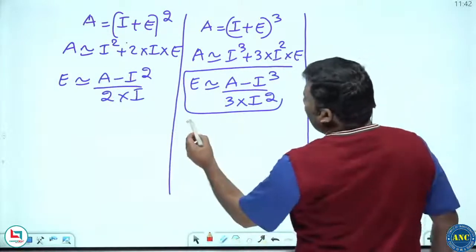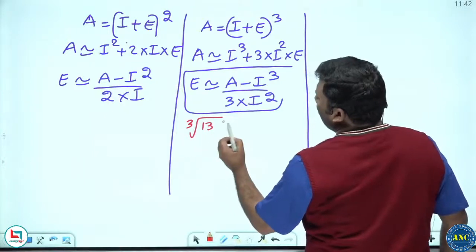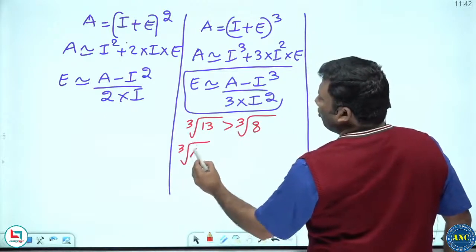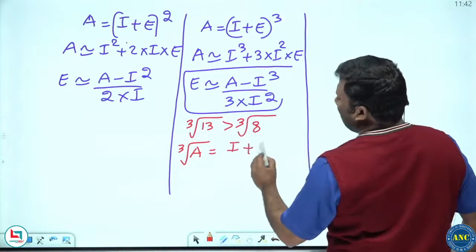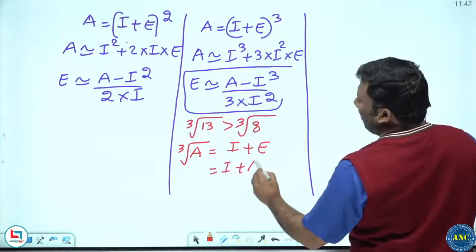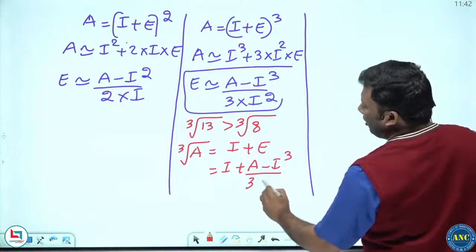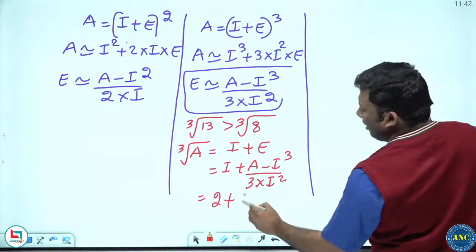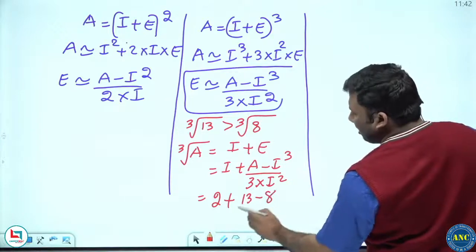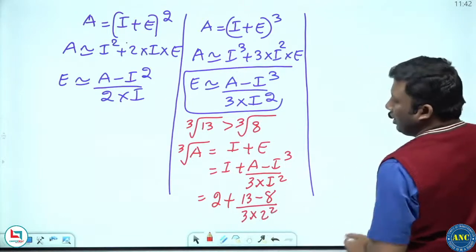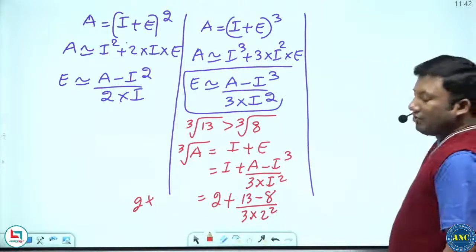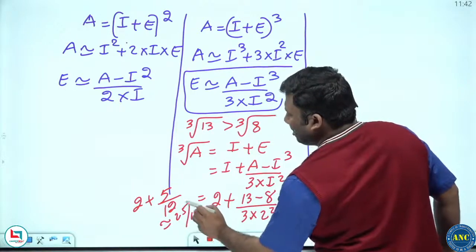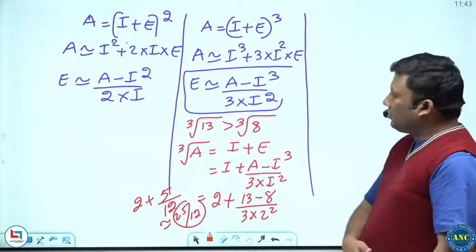Now, how do we find the cube root of 13? The cube root of 13 is greater than the cube root of 8. So I want the cube root of a, which is I plus e, where e is a minus I cube divided by 3 into I square. I is the cube root of 8, which is 2. So this is 13 minus 2 cube, which is 8, divided by 3 into 2 square. The answer is 2 plus 13 minus 8, which is 5, over 4 threes are 12. Approximately 2 5 by 12 is the answer.